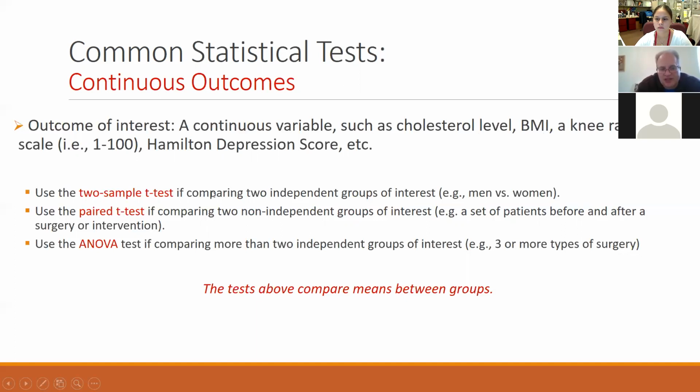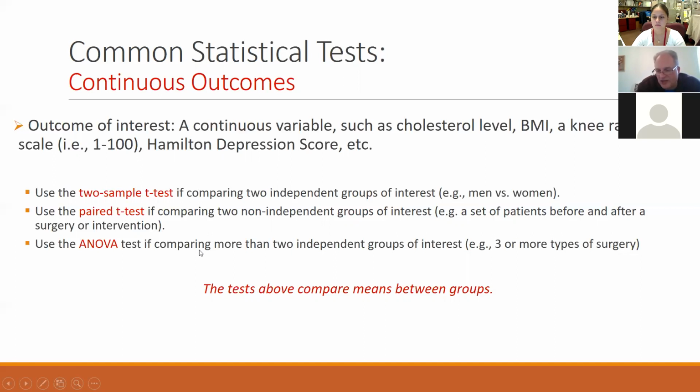So the two-sample t-test, which I'm sure you see a lot in the literature, is a test that compares two independent groups of patients, let's say men versus women, for example, on some continuous outcome. Maybe it's their mean cholesterol, what's the mean BMI, what's the mean depression score for two groups of patients that might have received two different types of medications, for example. The two-sample t-test is probably the most popular. The paired t-test is when you have one group of patients, but you're looking at them before and after some type of intervention.